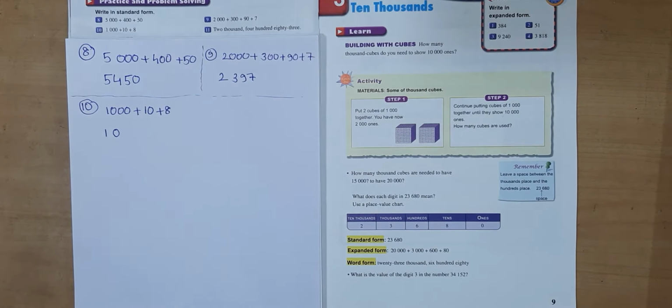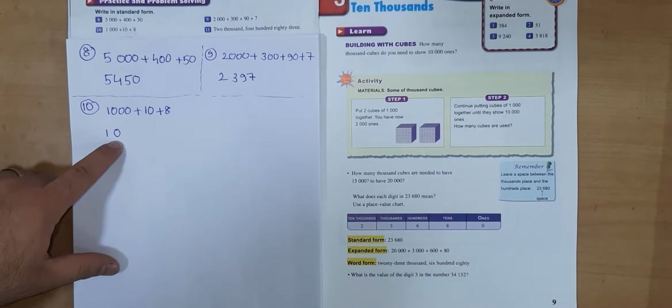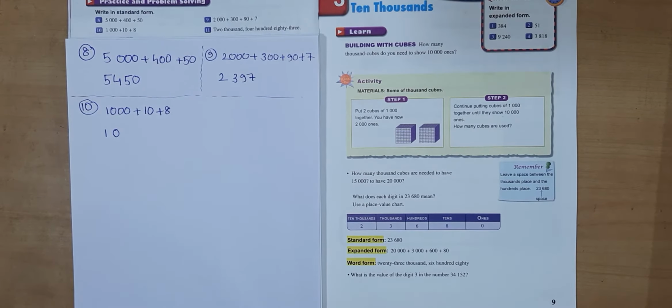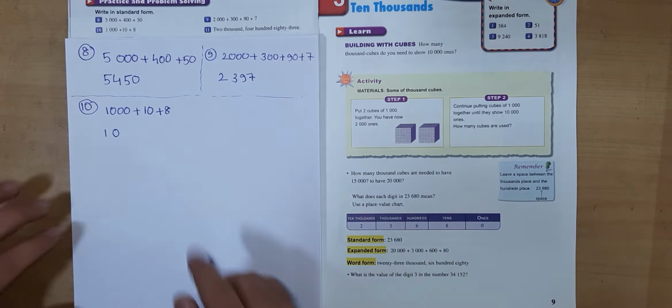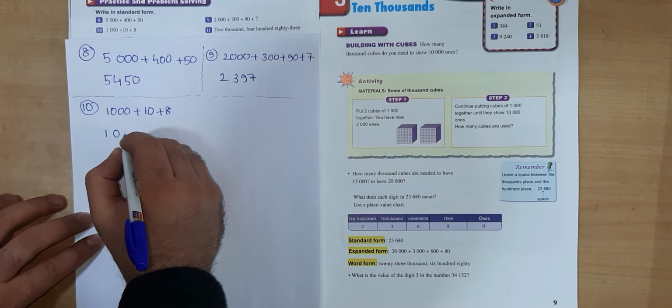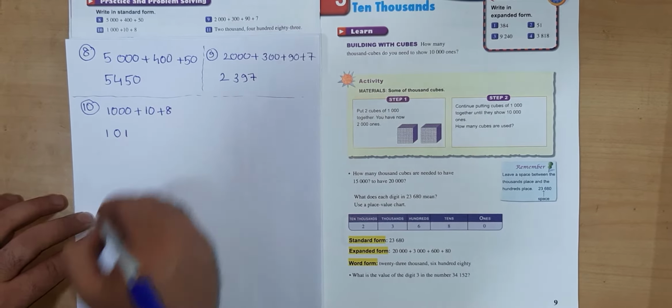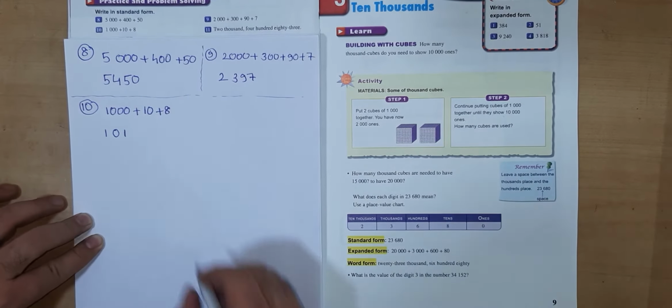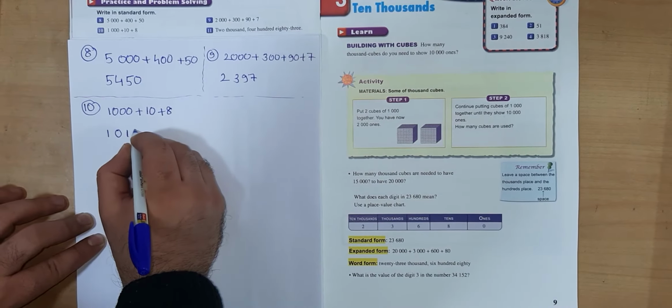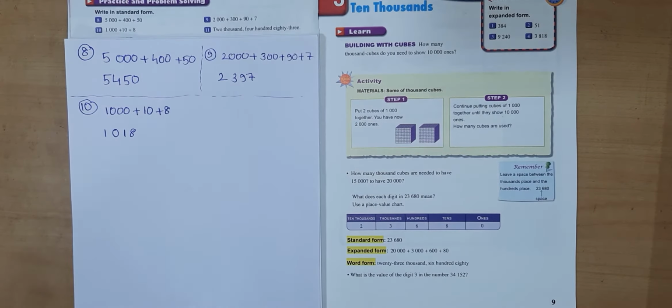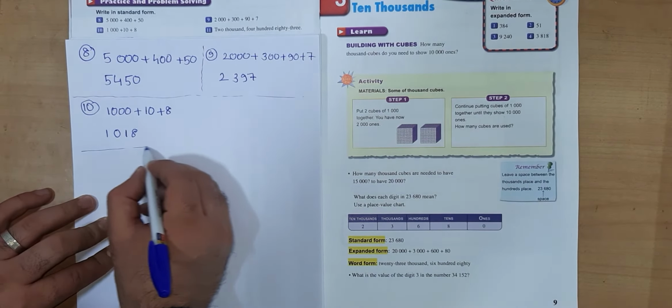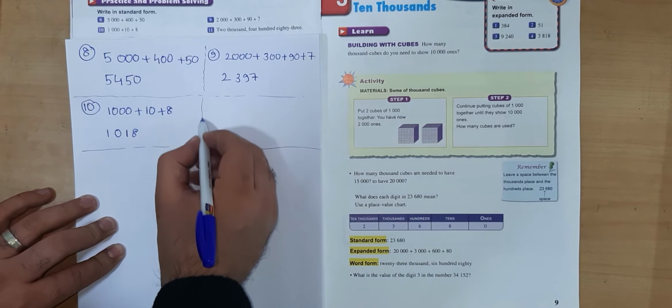We don't have any hundreds, okay? So we're gonna write 0. And now what is the digit that is in the 10 spot? We've got only 1 ten, and we have 8 ones. So the number is 1,018. Good job.